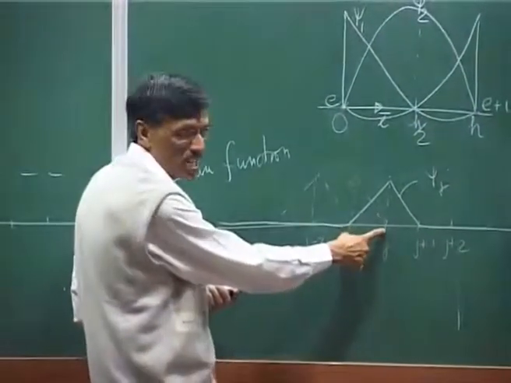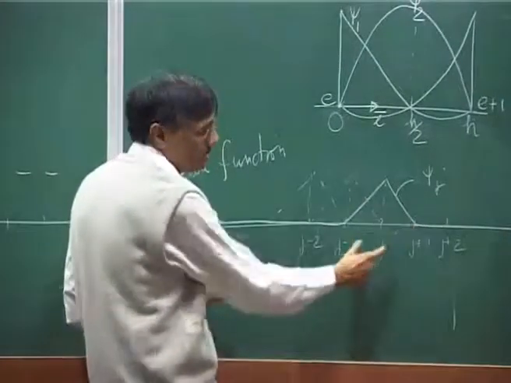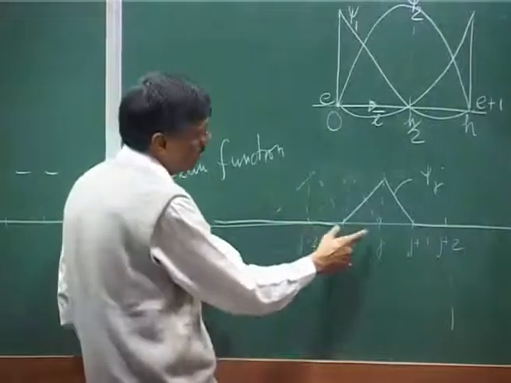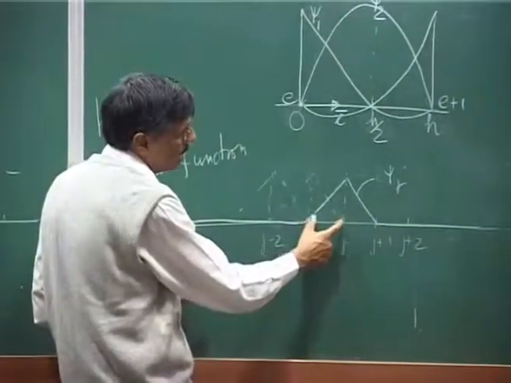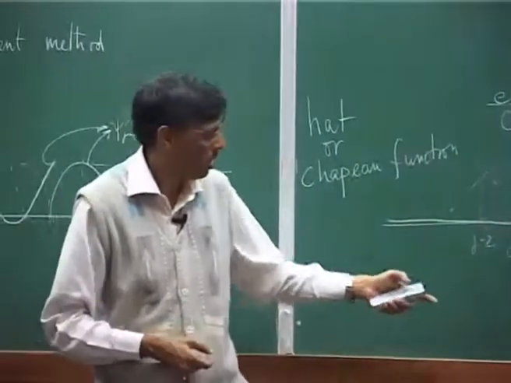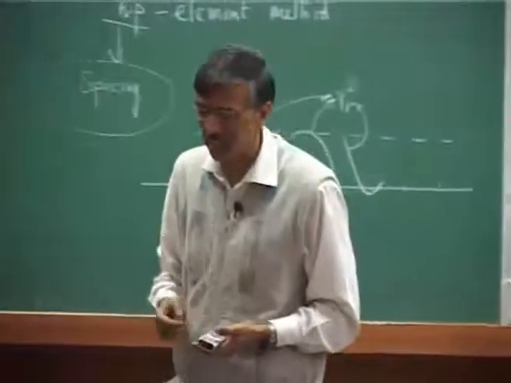So, if I am looking at the jth point, at the elemental level the interaction will happen with this element and this element only. That is for a linear basis function. For quadratic it will be a little more. We will see that.